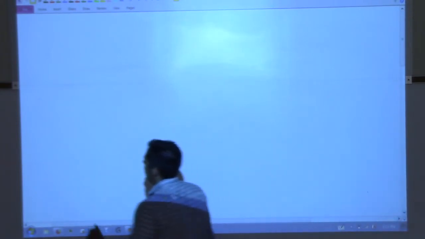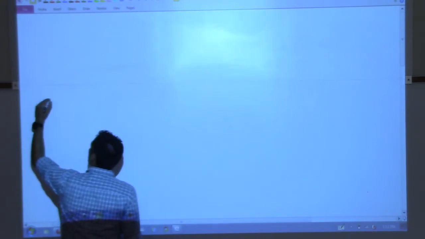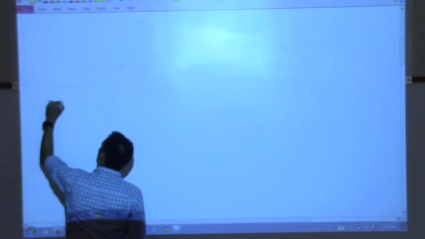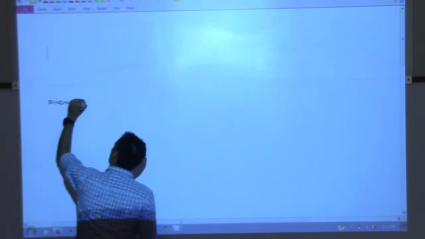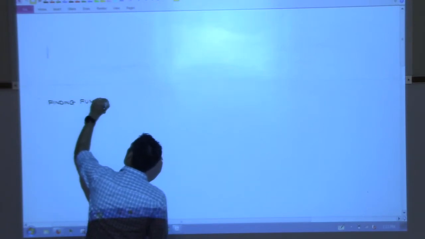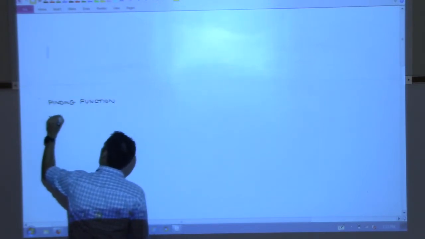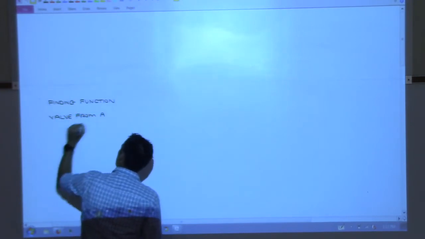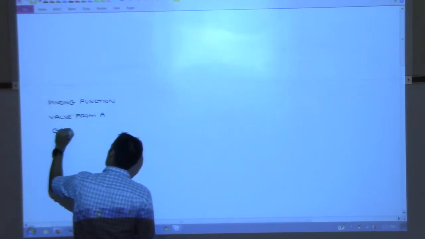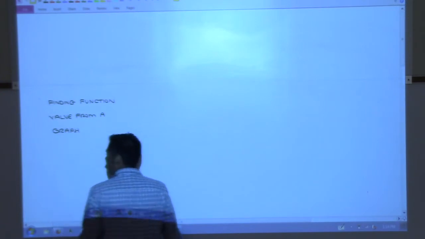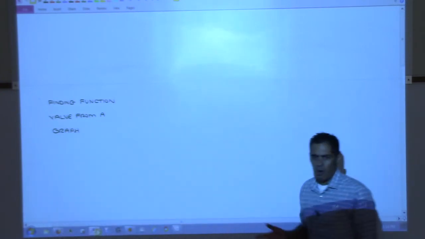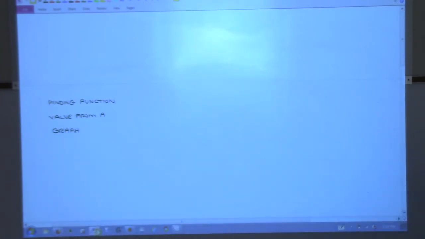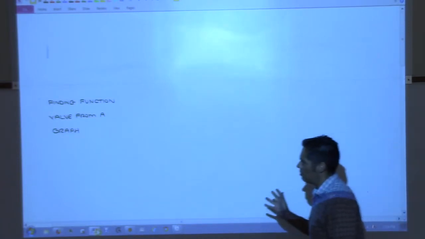All right. Finding function values from a graph. This is a weird topic because students usually get it and it's like no problem, this is easy, and then if the light bulb hasn't gone off, students get really confused.